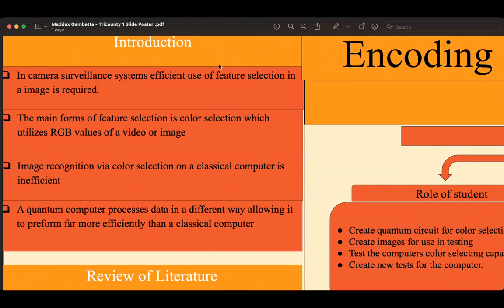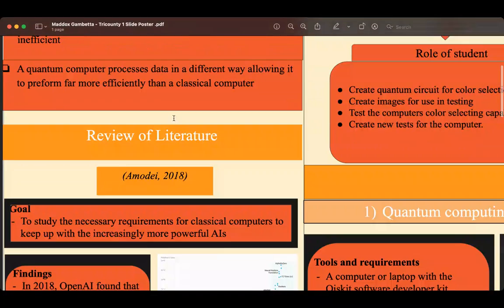Introduction. In camera surveillance systems, the efficient use of feature selection in an image is required. One of the main forms of feature selection is color selection, which utilizes the RGB values of a video or image. Image recognition via color selection on a classic computer is inefficient, however. A quantum computer, which processes data in a different way, allowing it to perform far more efficiently than a classic computer, is way better suited to this task.